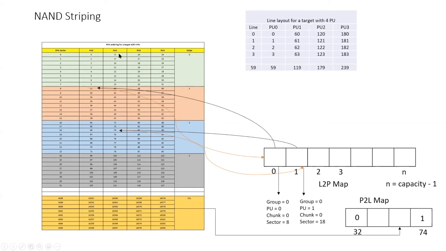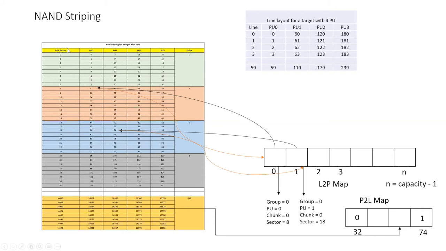On the left hand side, this is basically the internal of a single line. This is relative to each line here, right? So if you remember the NAND configuration we had, each chunk was having 4K blocks. And since we are creating a line out of four chunks, we have a total of 16K sectors. I should not say blocks, 16K sectors. Each sector here is 4K.